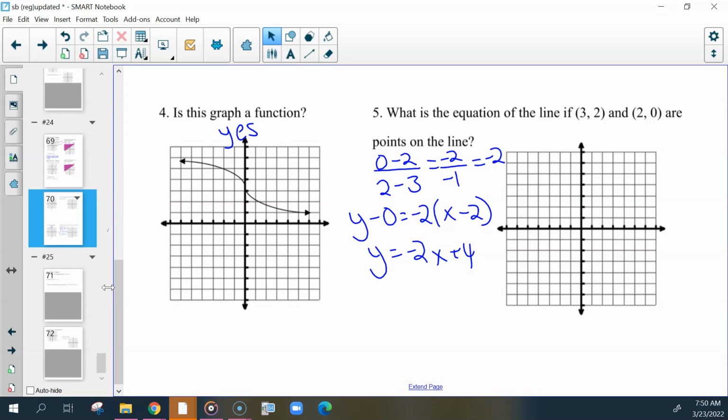Then number 5 is asking for the equation of this line. So we would need to find the slope and then find the y-intercept. To find the slope by doing y2 minus y1 over x2 minus x1, our slope would become negative 2. Then we could use one of the points to put in and solve for y. I chose 2, 0.